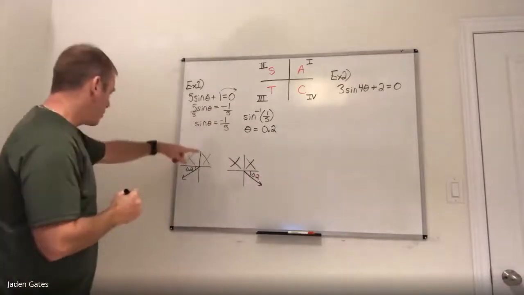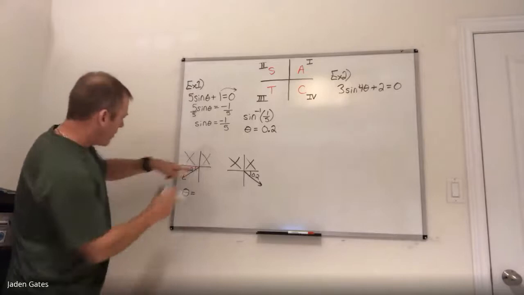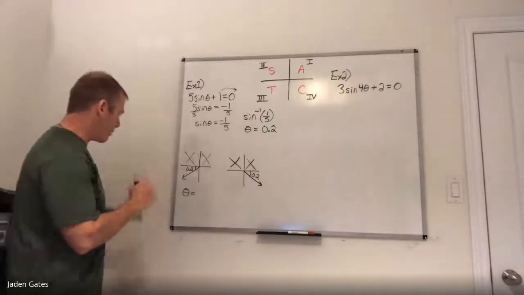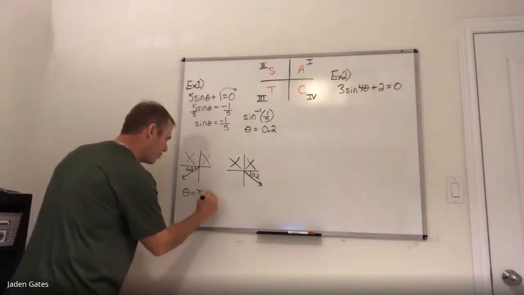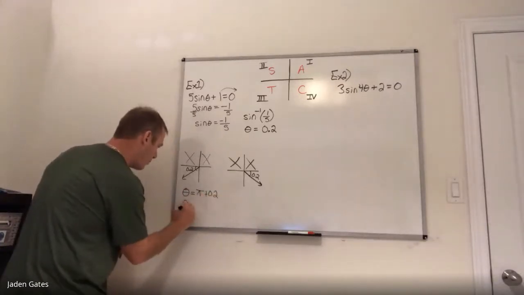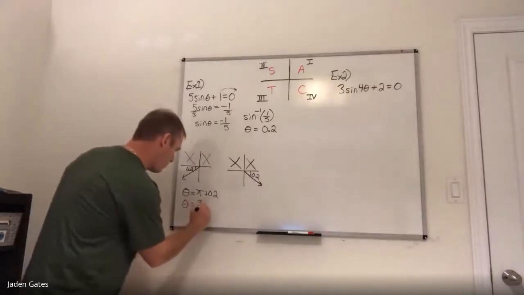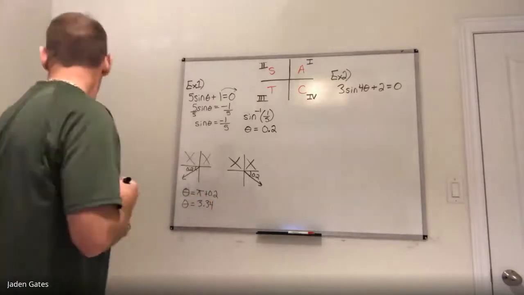And so when we look at finding what theta is, 180 degrees is pi, right? That's all about the radian measure, plus another 0.2. So we are going to have pi plus 0.2, which is 3.14 plus 0.2. So I'm going to get 3.34. There's one answer.